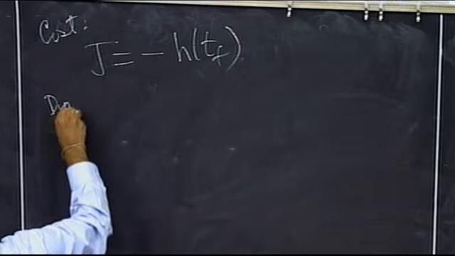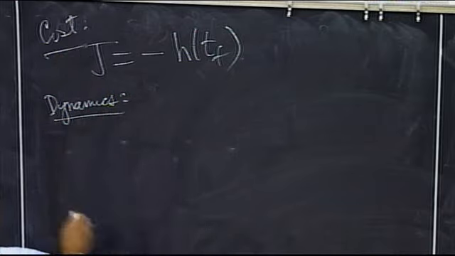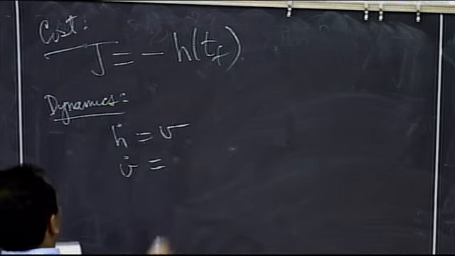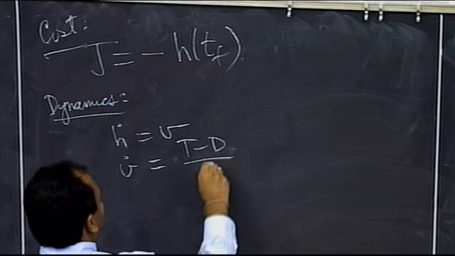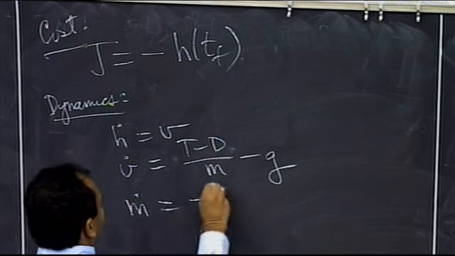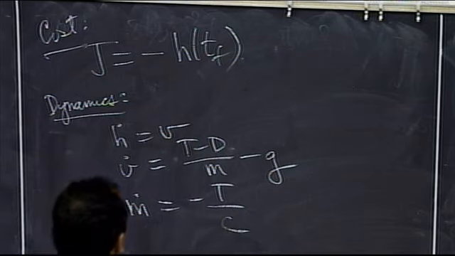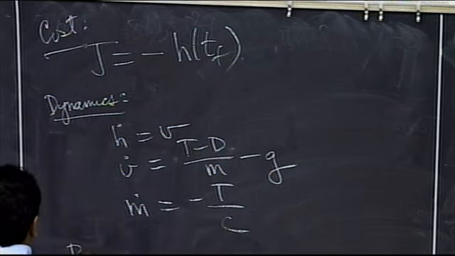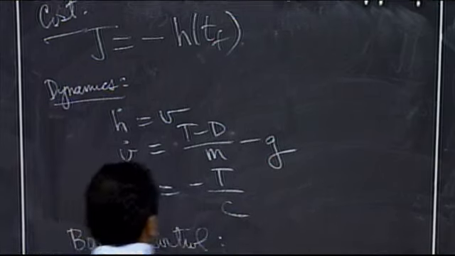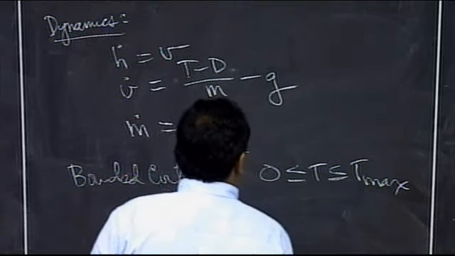The dynamics look like this. If you have a one-dimensional ascent of a rocket, the dynamics are h dot equals v. v dot is equal to (T minus D) over m minus g. And then the mass flow rate is m dot equals minus T over c. The control in this problem is T. So we have a bounded control, which is that the thrust can never be negative, and it goes between 0 and some T max.